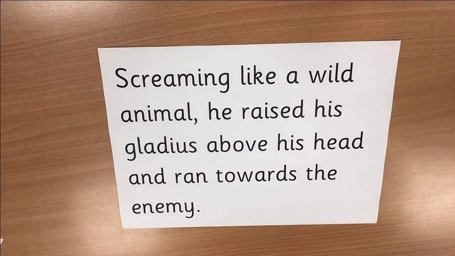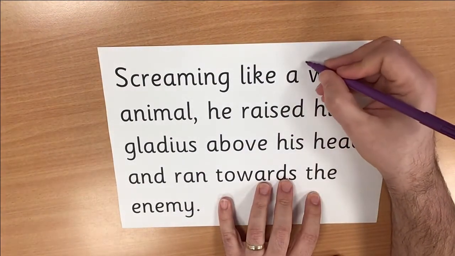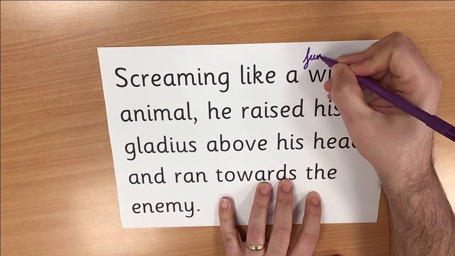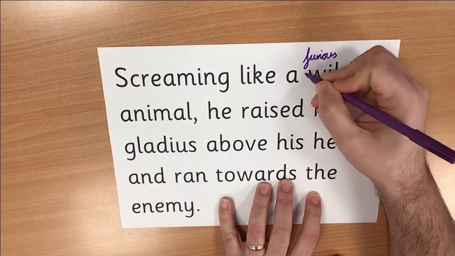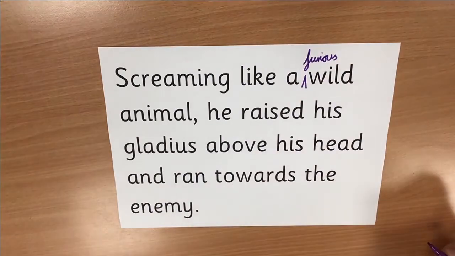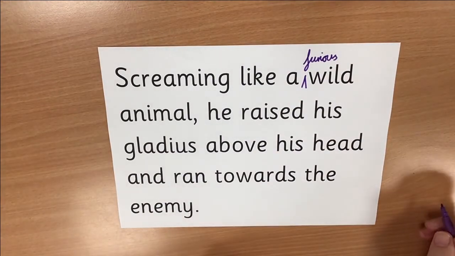Obviously, we can do with making this sentence better as before. So I'm just going to add a few bits in here. Now, I like screaming, and I like the fact I've got my simile, like a wild animal. But that wild animal, I think, could have a bit of extra description, would make him sound even more brave, even more deadly. So I'm going to have like a furious wild animal. Okay? So screaming like a furious wild animal, he raised his gladius.